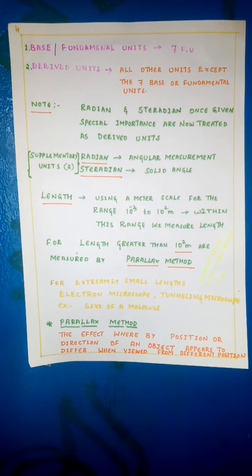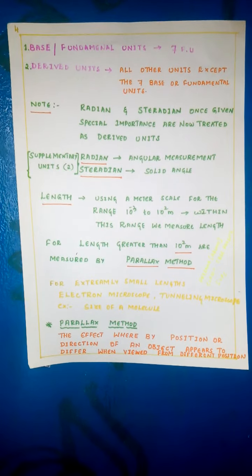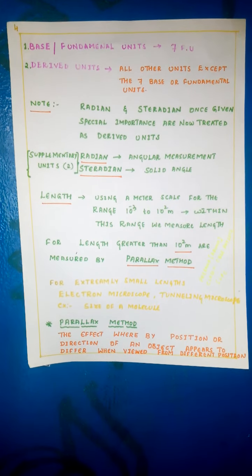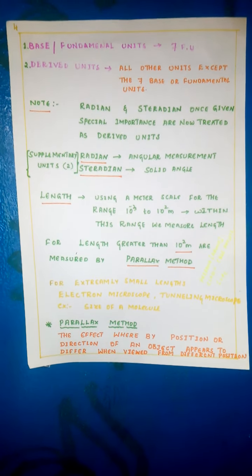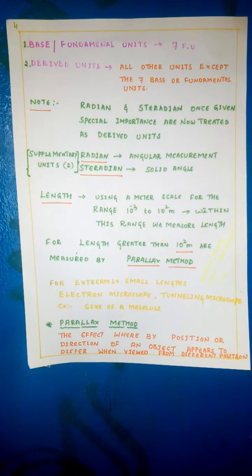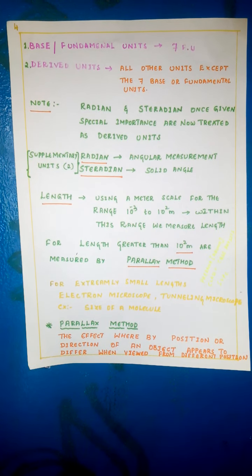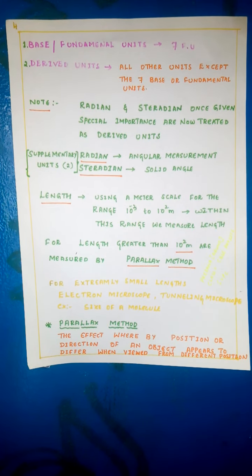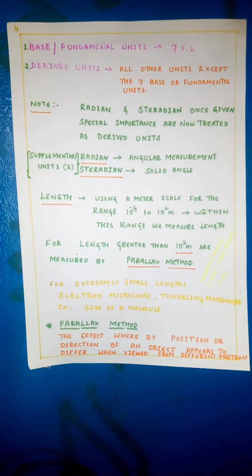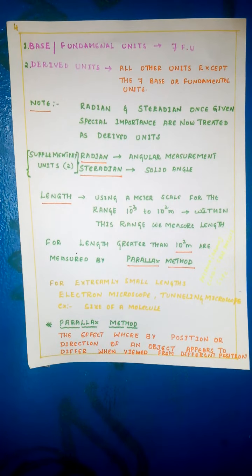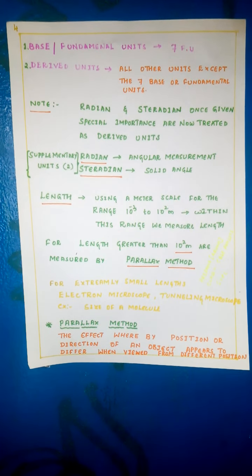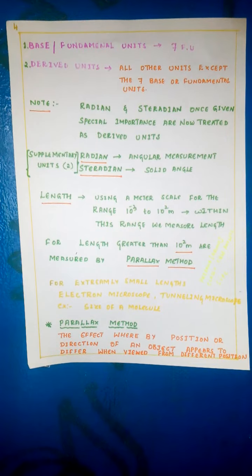For example, the size of a molecule. If I ask you to measure the size of a molecule, you can't use a meter scale, right? So for that we need to use a microscope, that is, an electron microscope or tunneling microscope. Next, the parallax method. Just now I said lengths greater than 10 to the power of 2 meter are measured by the parallax method. So what is this parallax method?